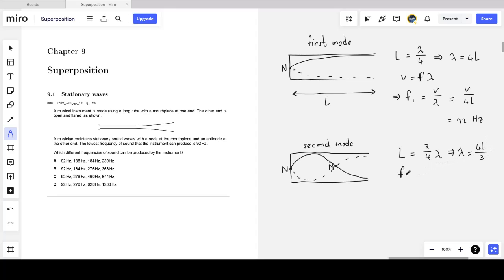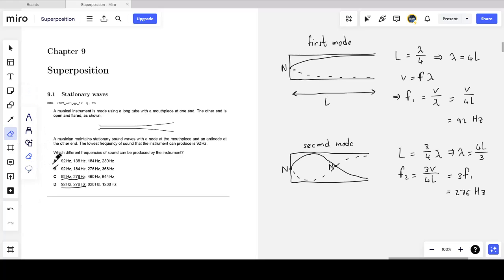And this frequency F2 is V over lambda, which is 3V over 4L. Well, 3V over 4L is 3 times what we had in the first case, so it's 3 times F1. 3 times 92 is 276 Hertz. So we actually are getting somewhere. Now for the second mode of vibration, I realized that I can eliminate A and B because only C and D have 92 and then 276.